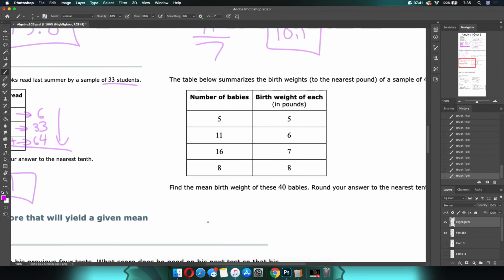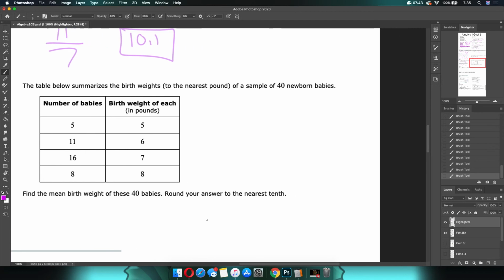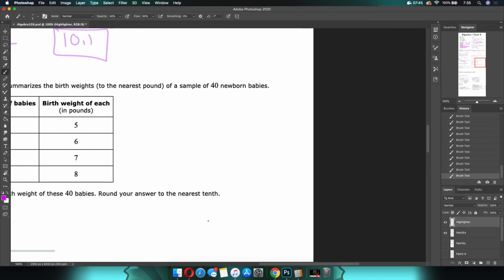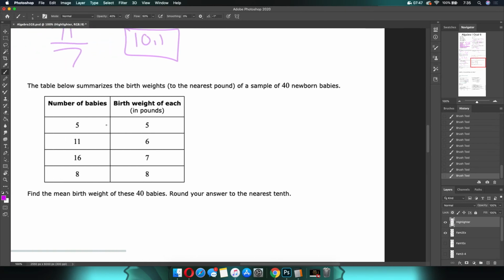Now that we know what we're doing, I don't have to write quite as many notes. All I know, come back, come back. I scrolled too much. We're multiplying across. So 5 times 5 is 25. 11 times 6 is 66. 16 times 7 is, that's a good question. 112. And then 8 times 8 is 64. And now we're going to be adding.